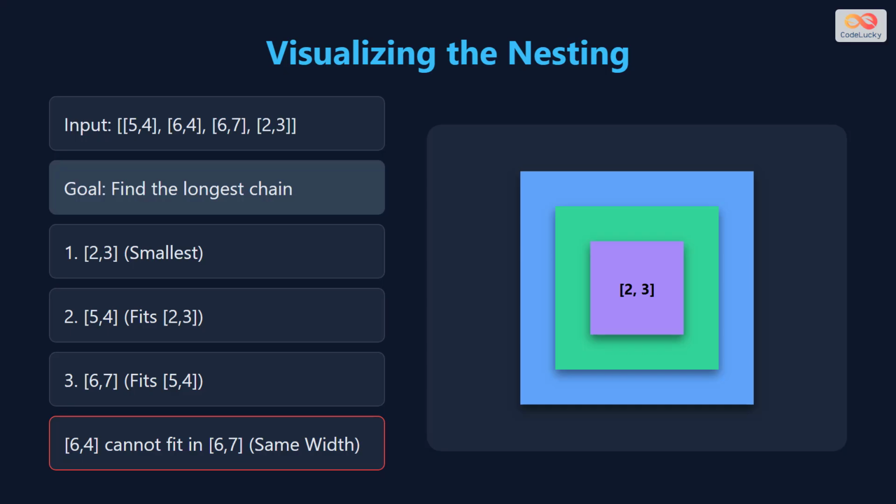Here is a visual example to help you understand. Suppose we have 4 envelopes. We want to find the longest chain. We can put the 2 by 3 envelope inside the 5 by 4 envelope. That 5 by 4 envelope can then go inside the 6 by 7 envelope. However, notice that the 6 by 4 envelope cannot fit inside the 6 by 7 one because their widths are equal. The requirement is strictly greater.